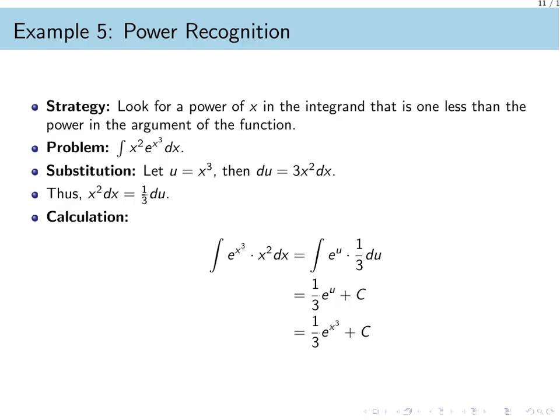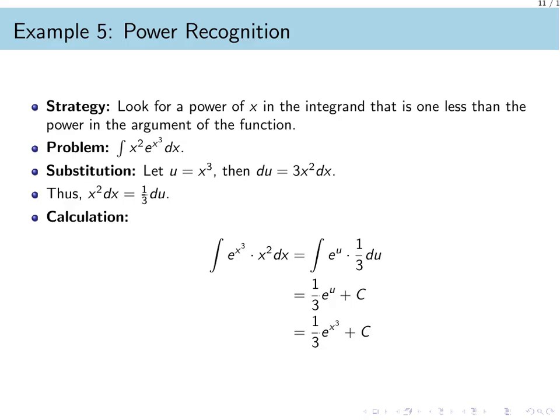A useful strategy is to look for a power of x in the integrand that is 1 less than the power inside a function argument. Here, we see x squared multiplying e to the power of x cubed. Since x squared is related to the derivative of x cubed, we set u equal to x cubed. This gives du as 3x squared dx, allowing us to replace x squared dx with 1/3 du.